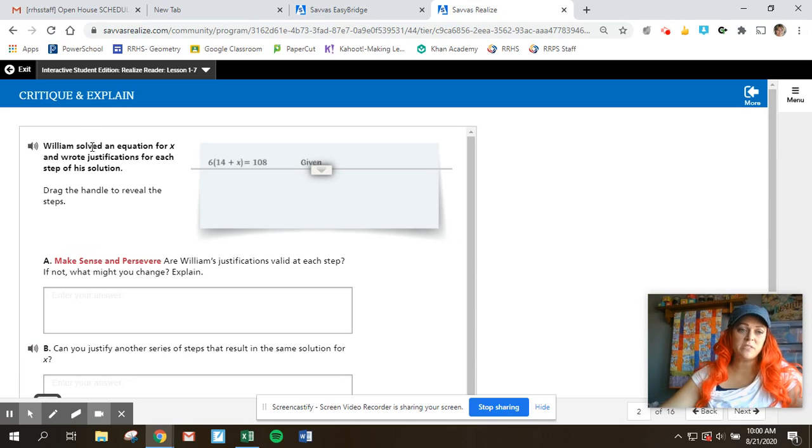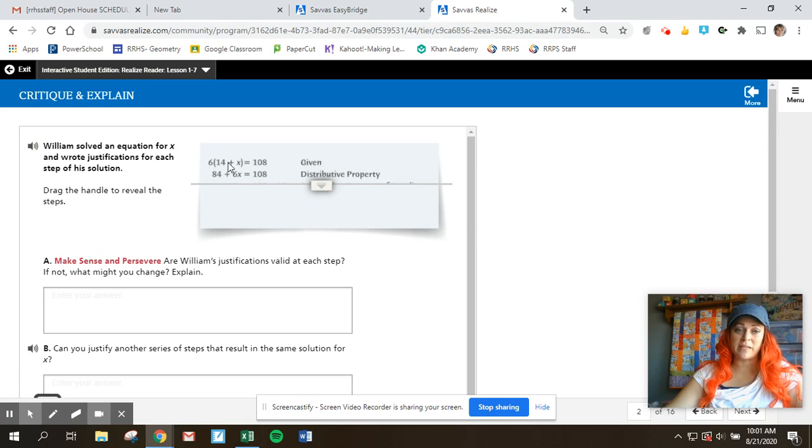So it says, William solved an equation for x and wrote justification for each step of his solution. So I want you to look over here, and basically here's the equation, and it was given. So that equation is given. So after it's given, mathematically, what do you do with this? Well, I need to move this 6 and multiply it by 14 and multiply it by x. Most of you do that automatically and you put the little arrows. But what's the name of that? What makes you do that? That's the distributive property. So this side, the right side, is the justification side.